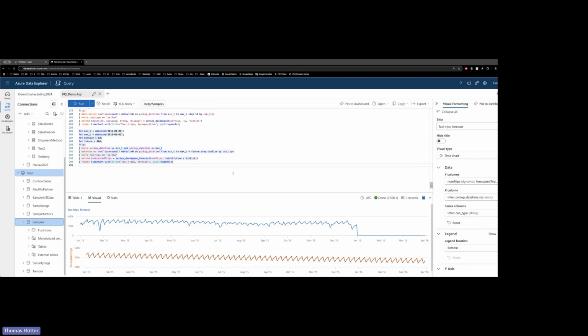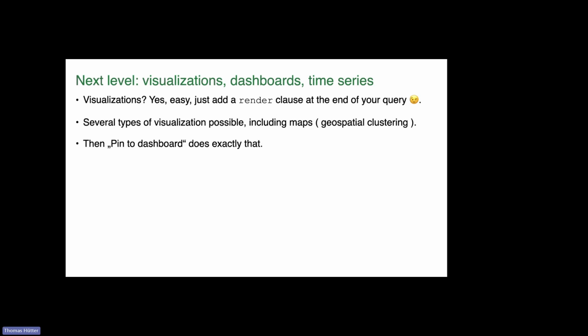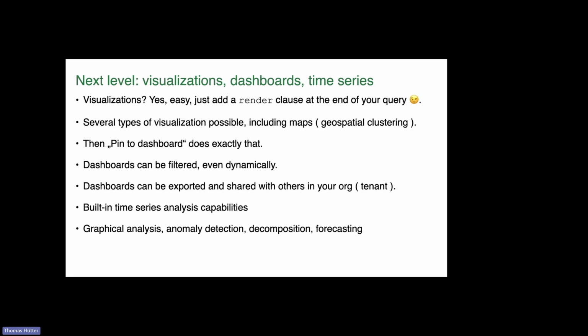Okay, right. So that brings me to the end of my demo. And for a quick recap, visualizations are only a render clause away. So when you have aggregated and formatted your data, just add the render clause, and there are multiple possibilities of what to make out of it, including the maps. As we saw, there's a possibility for geospatial clustering, which is probably a topic for another session, I guess. You can always pin the stuff to a dashboard and edit that dashboard to your liking. We saw it can be filtered, like we had with the states and the storm events. It can be exported and shared, and it has built-in time series capabilities, including anomaly detection, decomposition, and so on.